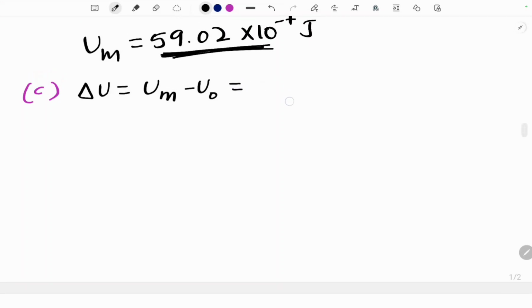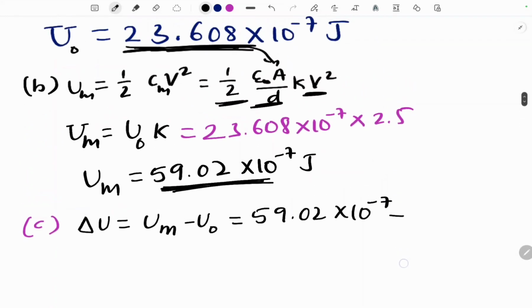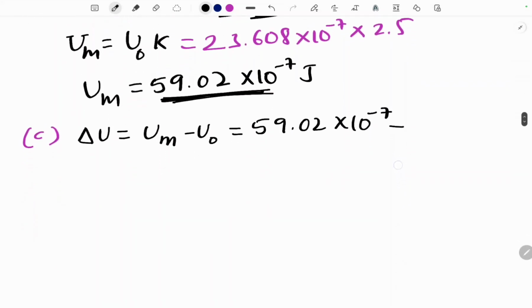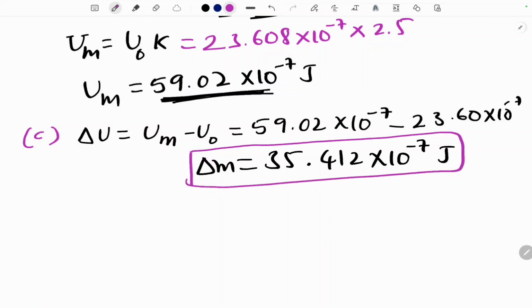So Um is 59.02 into 10 to the power minus 7 joules, minus U naught, 23.60 into 10 to the power minus 7 joules. So you can solve this. You will get somewhere around 35.412 into 10 to the power minus 7 joules. This will be the extra energy that will be stored in the capacitor because of the presence of the dielectric medium. This is all about this particular video, dear students.